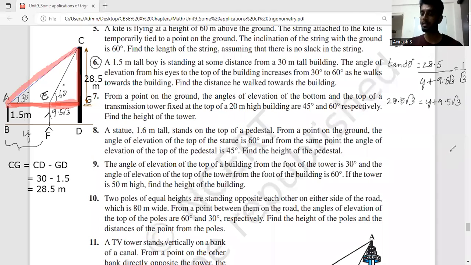It's like cross multiplication. So the next step you will get Y equals 28.5 root 3 minus 9.5 root 3. This 9.5 root 3 comes to the left side to become negative. So this is what we are getting. So finally, when we subtract these two, we are getting 19 root 3 meters. So this is the answer. So we write it as, the distance that the boy walked towards the building is 19 root 3 meters.